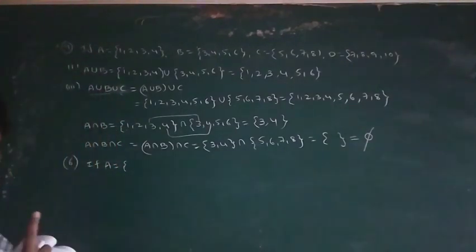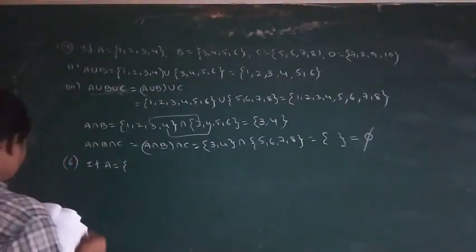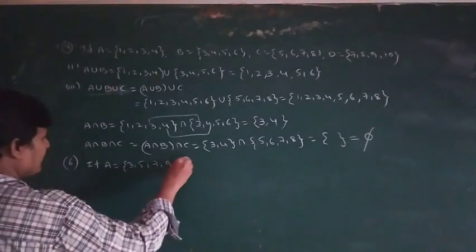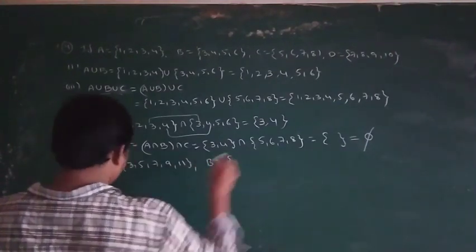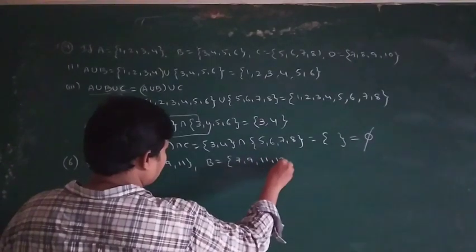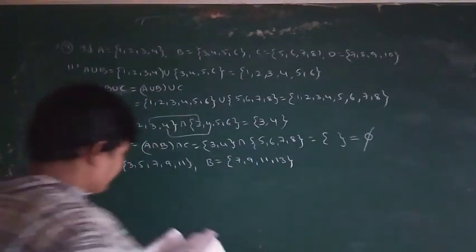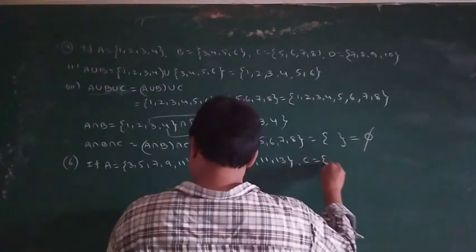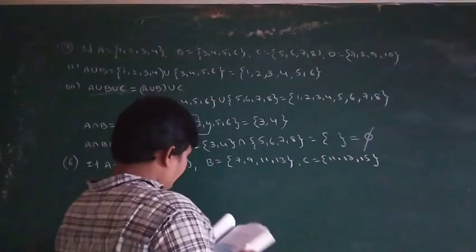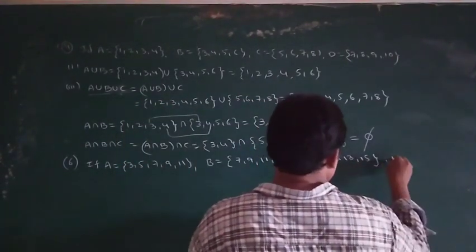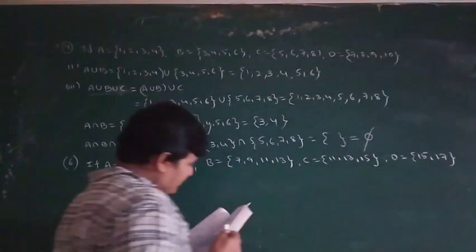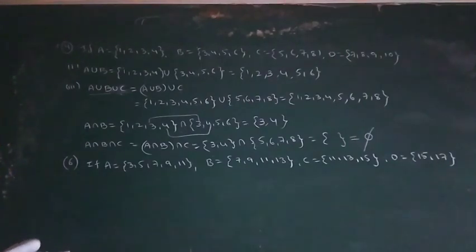Okay, next, the sixth problem. A is equal to 3, 5, 7, 9, 11. B is equal to 7, 9, 11, 13. C is equal to 11, 13, 15. D is equal to 15, 17.